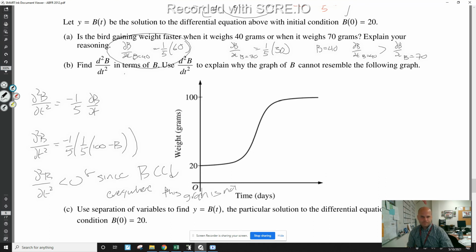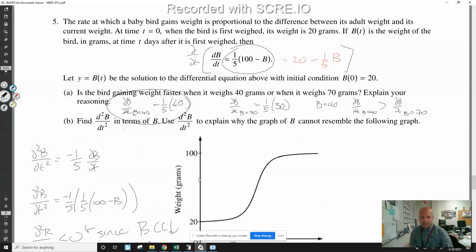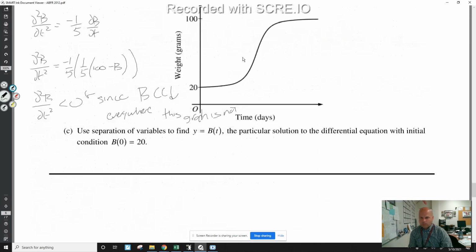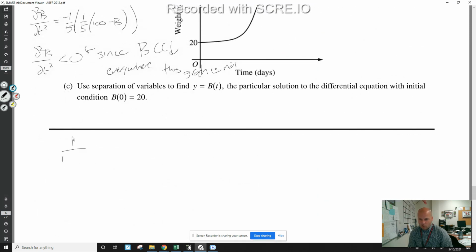That's it. Okay? Use separation of variables, they're helping you out, to find the solution to this differential equation. Okay, distributing is not good for this part. This is not going to help you. Keep it factored. I need to divide by 100 minus b, leave the 1/5. So I have 1 over 100 minus b. Leave the dB, multiply by the dt, and I get that.